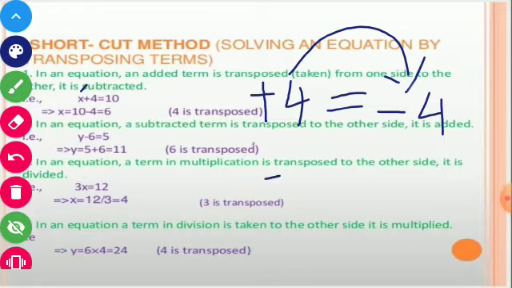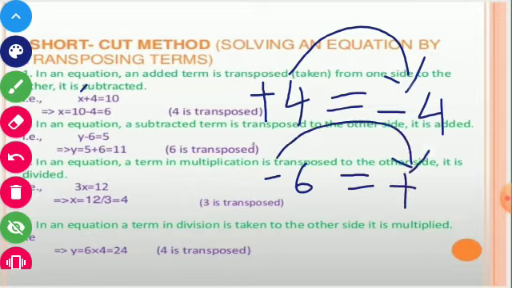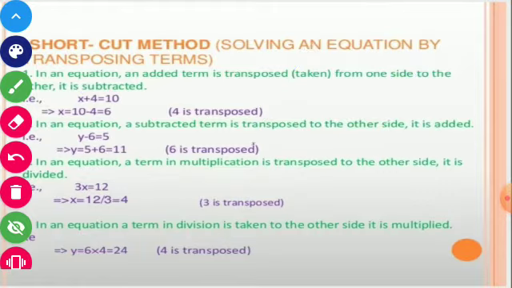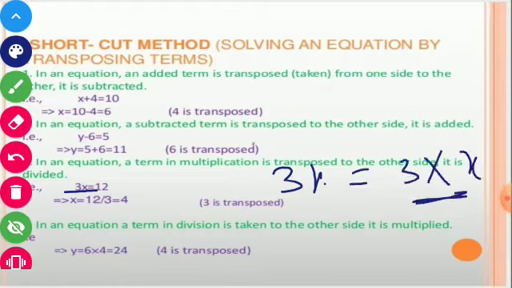And if my minus sign is here, like y minus 6, when it goes to that side, the RHS, it becomes plus 6. And when it is multiply and divide, again it is just the opposite. If it is multiplied, 3x means 3 into x. As it is multiply, when it changes its side, it will become divide. So 3x is equal to 12. So x is equal to 12 divided by 3. And when it is divide, it will become multiply.